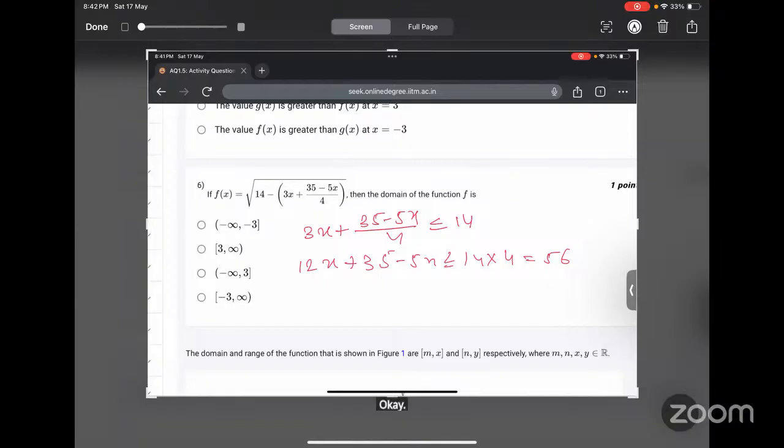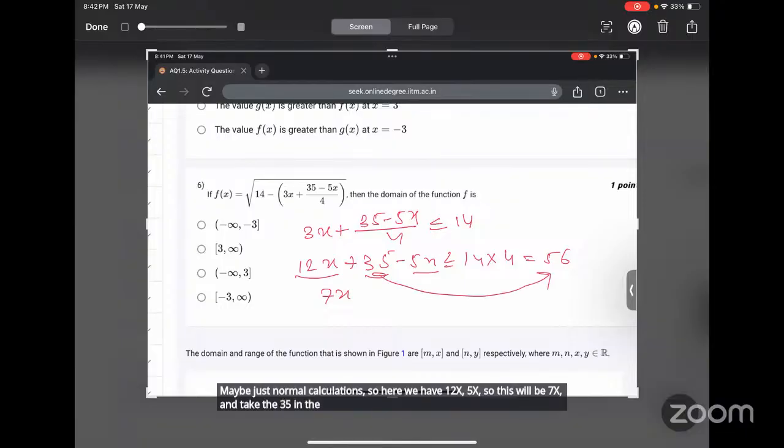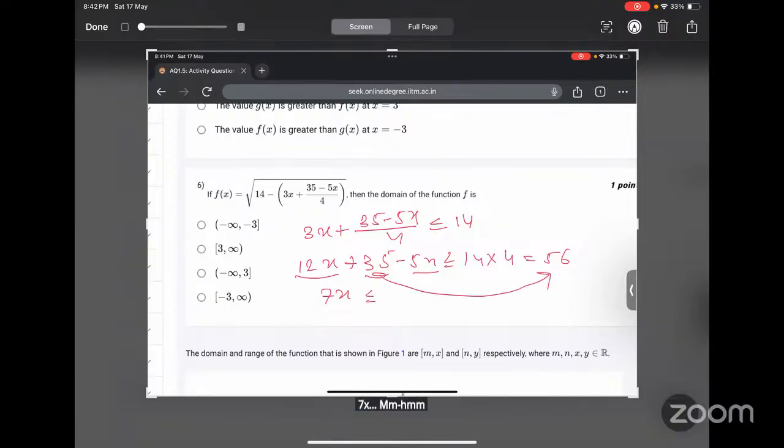Okay, and what we did next? Then it's just normal calculations. So here we have 12x, 5x. So this will be 7x, and we take the 35 to the opposite side. So this will be less equals to 56 minus 35, which is 21. Then just take the 7 here. So it will be x less equals to 21 by 7, which is 3, right? Yes, got it. Just follow the steps we follow to solve an equation.